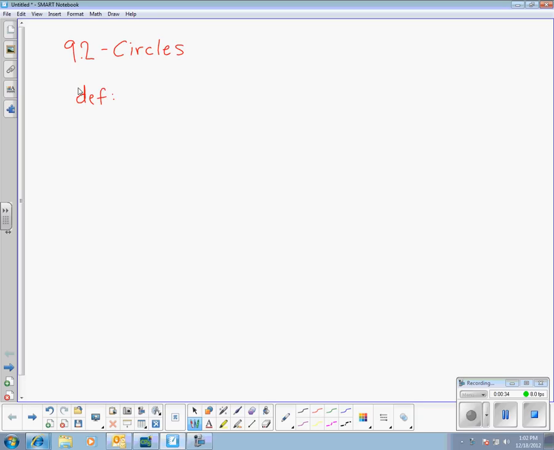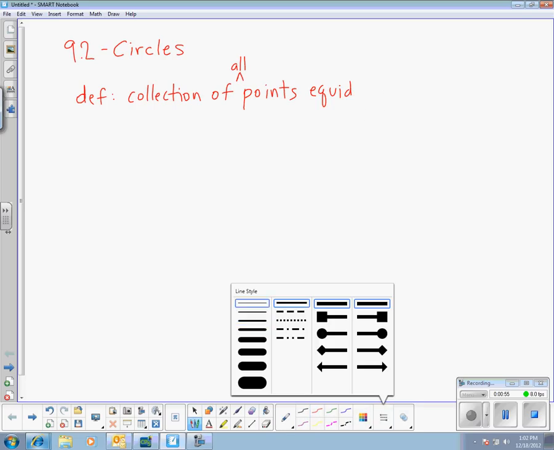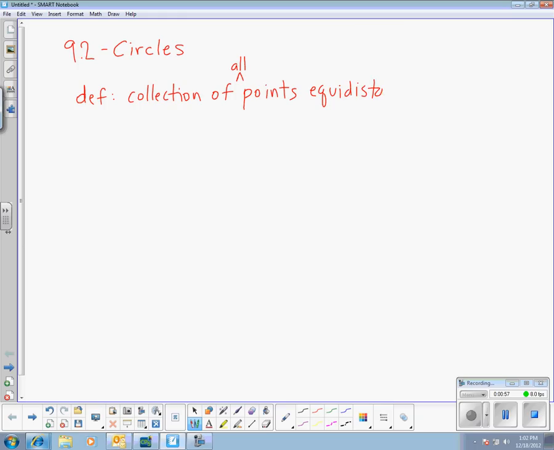The definition of a circle is a collection of points, all points, I should say, equidistant from a fixed point. Hold on, spelling's off. Equidistant from a fixed point.